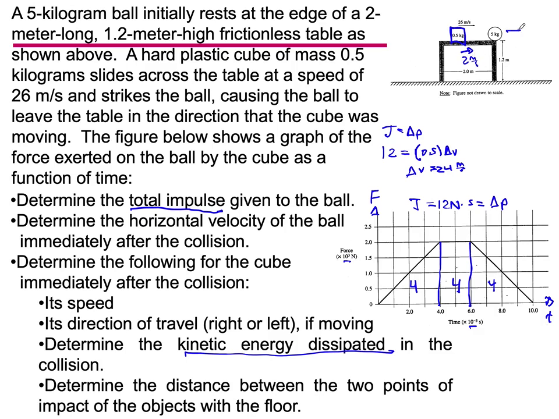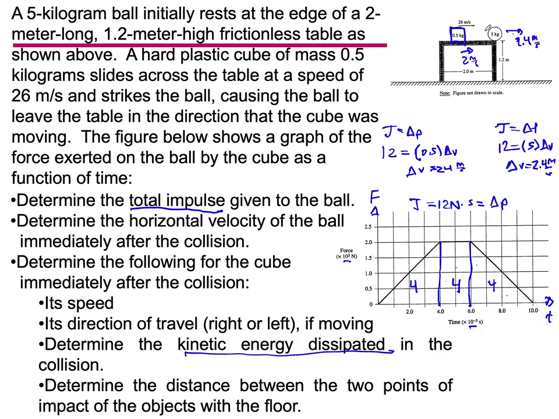What about this object? Well, doing the same thing with our 5 kilogram object, we get 12 is equal to 5 times delta V. And if I'm doing my math right, delta V should be 2.4 meters per second. Since it started at rest, it's simply going to be moving at 2.4 meters per second afterwards.